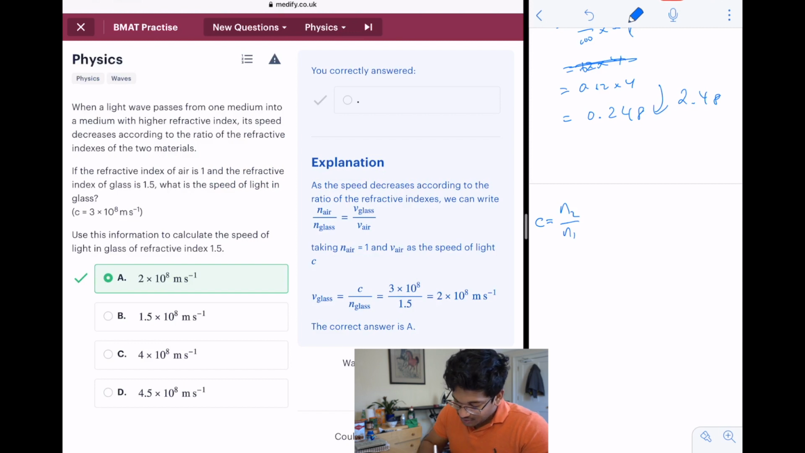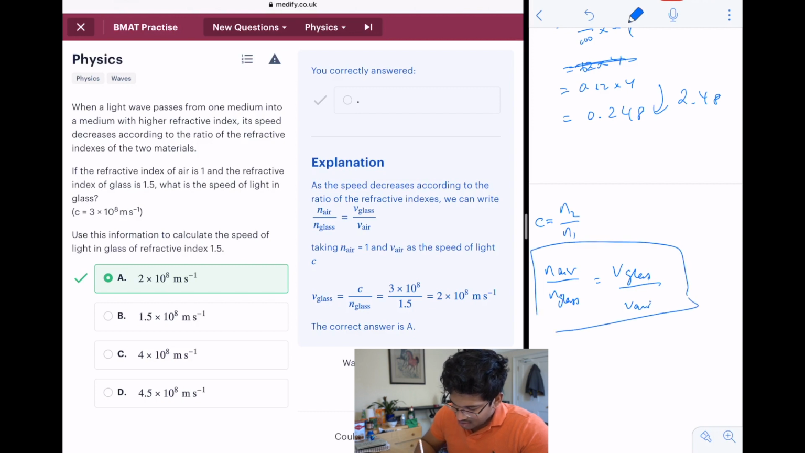But you see, this is the equation here. N air over N glass is equal to V glass over V air. So this is an equation. I would therefore get a piece of paper, write it down, and make sure I remember properly, because clearly I will be losing marks if I don't remember this for future use.